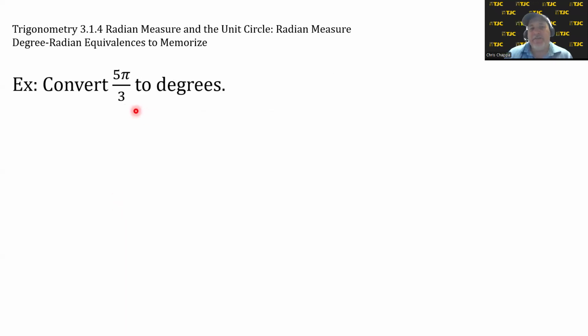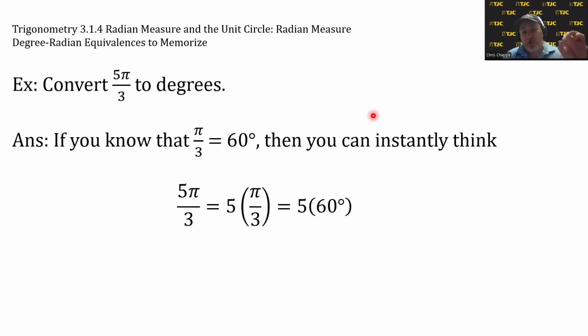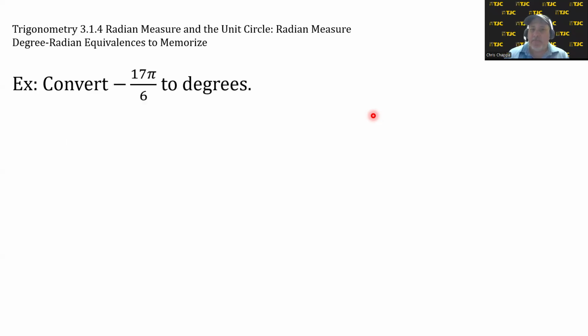For example, let's convert 5 pi over 3 to degrees. Now we can multiply by the correct ratio, which would be 180 degrees over pi radians. But if you notice, 5 pi over 3 is 5 pi thirds. And if you know that pi over 3 or pi thirds is 60 degrees, then you can instantly think the following. 5 pi over 3 is the same as 5 times pi over 3, but that's the same as 5 times 60, which of course is 300 degrees. All because I knew that pi over 3 was 60 degrees. So how convenient.